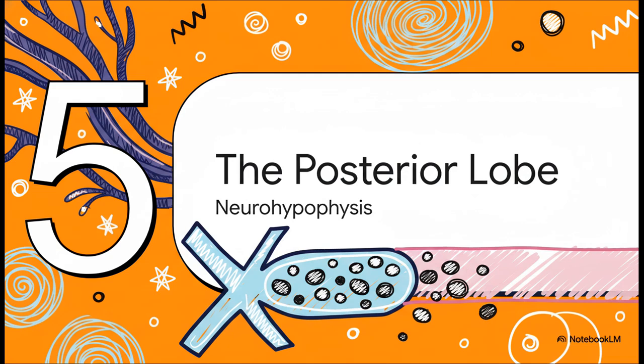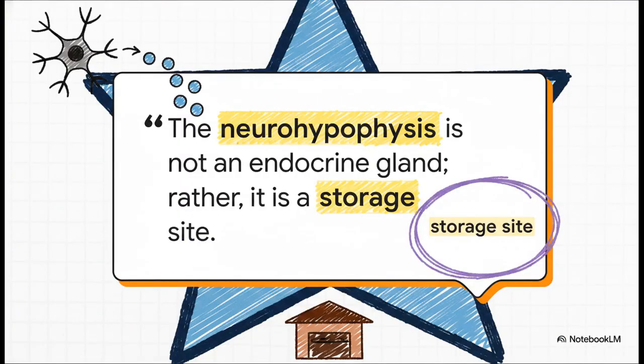Moving on to Section 5, the posterior lobe, also known as the neurohypophysis. I need you to highlight, underline, and star this next point in your brain. The neurohypophysis is not an endocrine gland. It is strictly a storage site. I guarantee this will be a trick question on your histology exams. The posterior lobe produces absolutely nothing on its own. It simply stores neurosecretions that were actually manufactured way up top in the neurons of the hypothalamus.